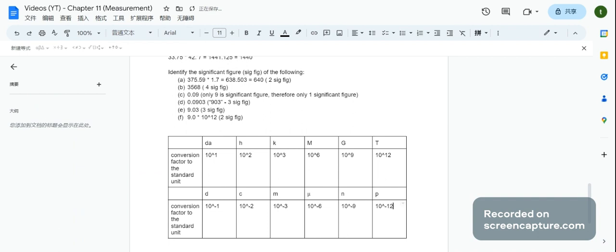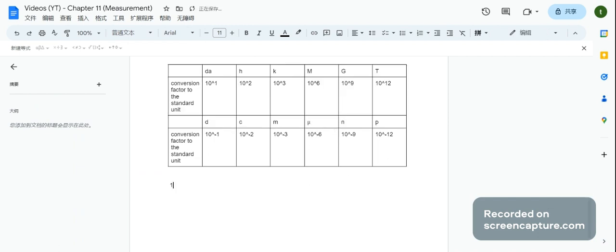So basically, if you want to convert from an SI unit to a standard unit, all you need to do is multiply it by a conversion factor. So for example, let's talk about an easy one. If you have 10 kilometers and you want to convert to meters, basically just multiply it by the conversion factor, which is 10 to the power of 3. So this is going to be this.